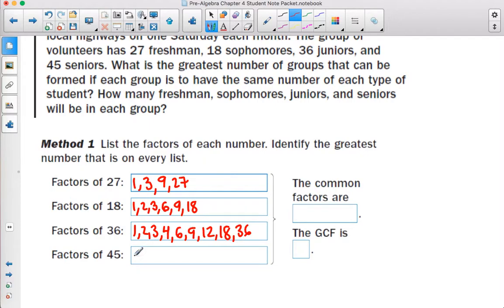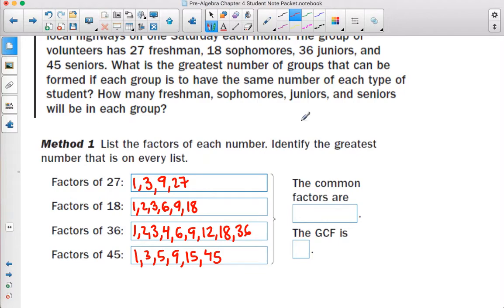45, the factors of 45 are 1, 2 doesn't because it's not even, 3, I check 45 and I've divided by 3 and now I get 15, so it goes in there. 4 doesn't, 5 does though, 6 won't, 7 doesn't, 8, nope, 9 goes in there 5 times, so that's 5's partner. Now I'm partnering back up. 3 went in there 15 times, and then 1 goes in there 45 times.